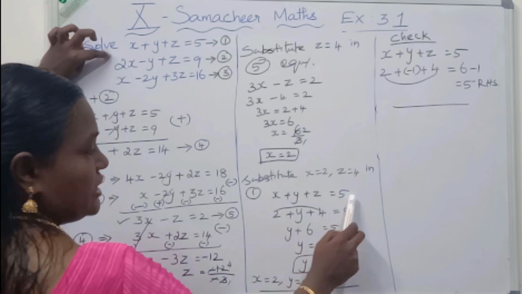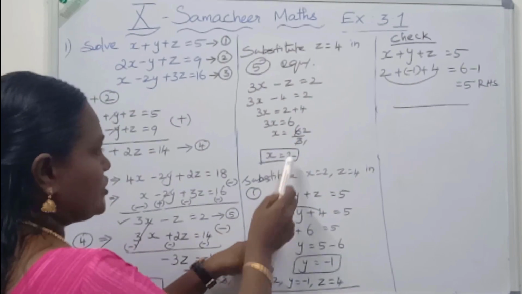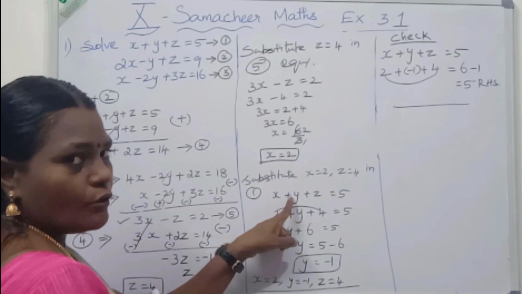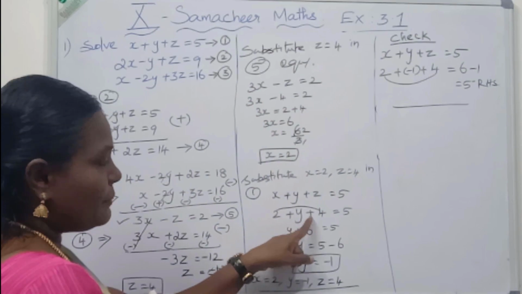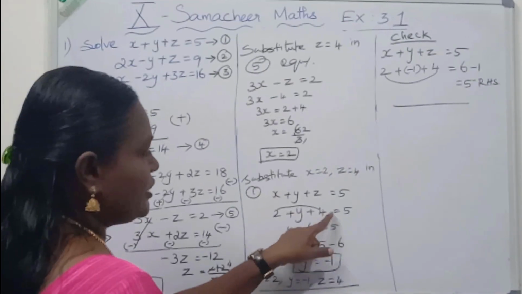So you have to write the first equation here. Then you have to substitute the value of x. Instead of x, you have to write 2. Then we don't know the value of y, so you have to write it as it is, plus z value, which we have already found, that is 4. You have to substitute here, equal to 5.